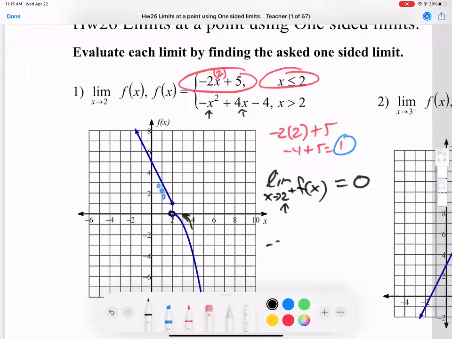That's -2 squared plus 4 times 2, oops, times 4 times 2 minus 4. That's going to be -4 plus 8 minus 4. And as you can tell, that also is 0. So whether we look at the graph or plug it into the equation, they should give us the same exact answer.